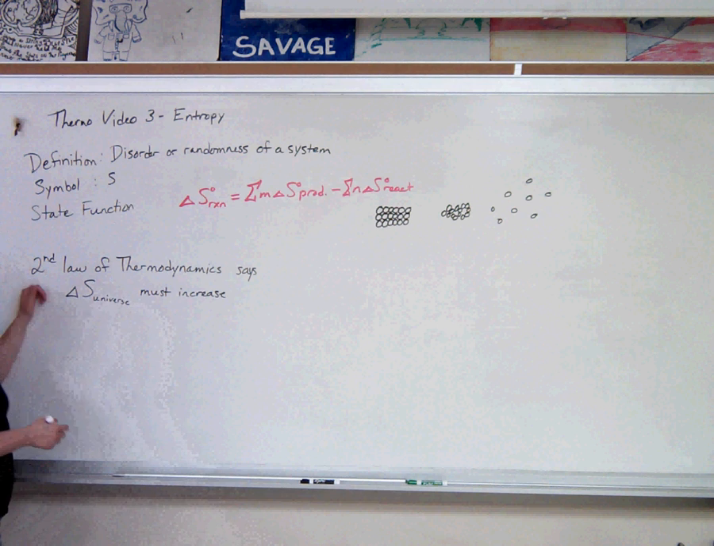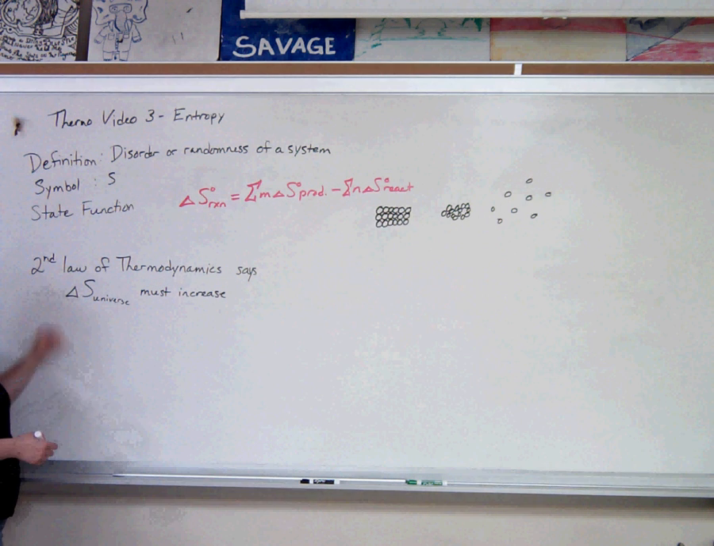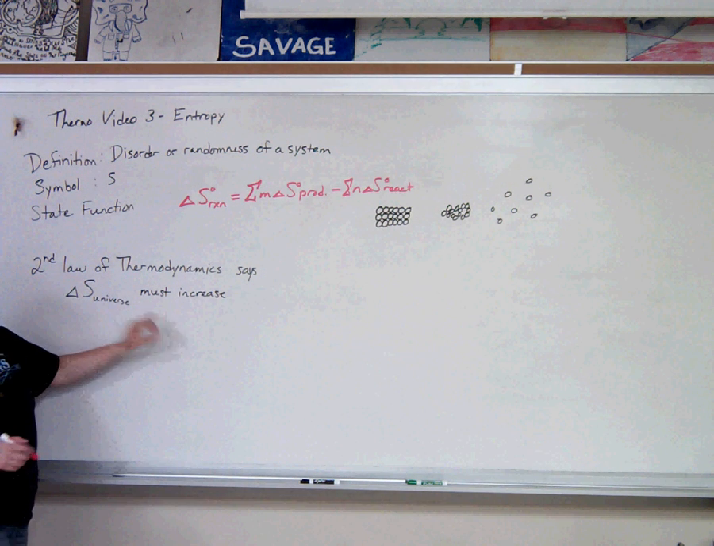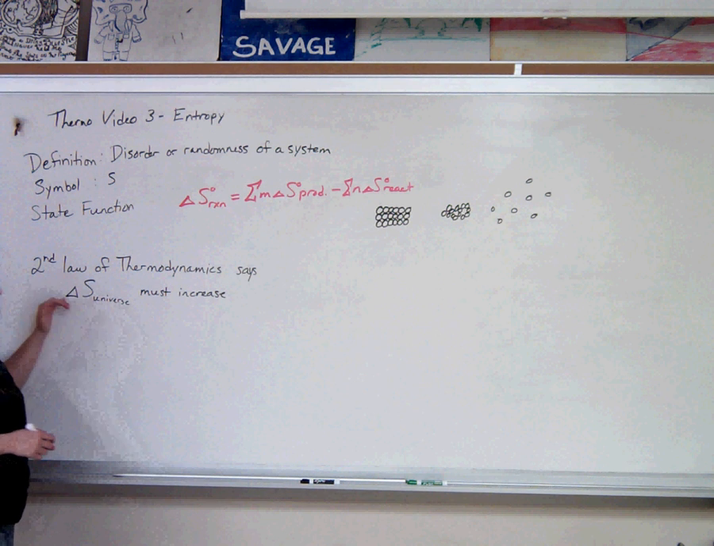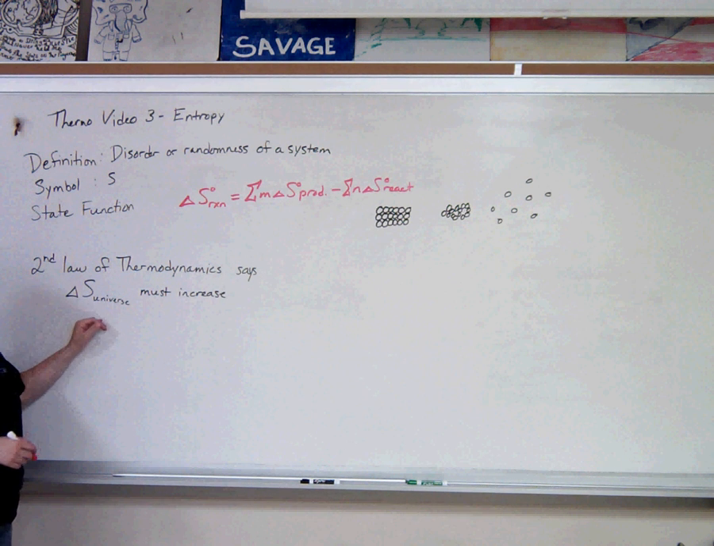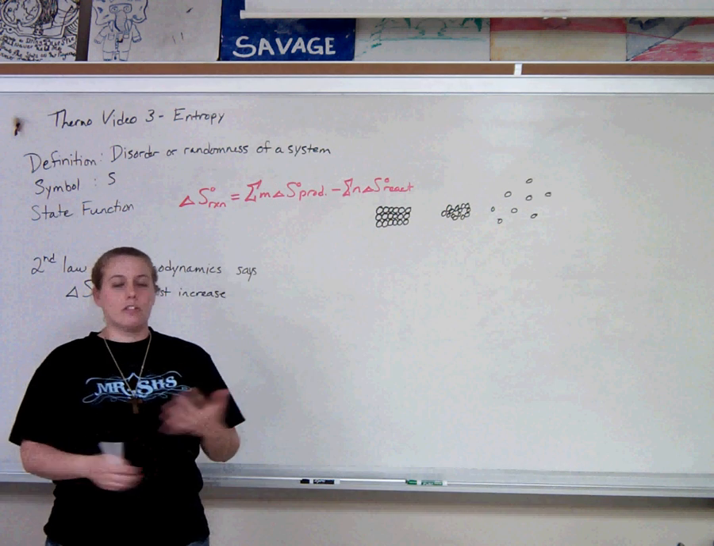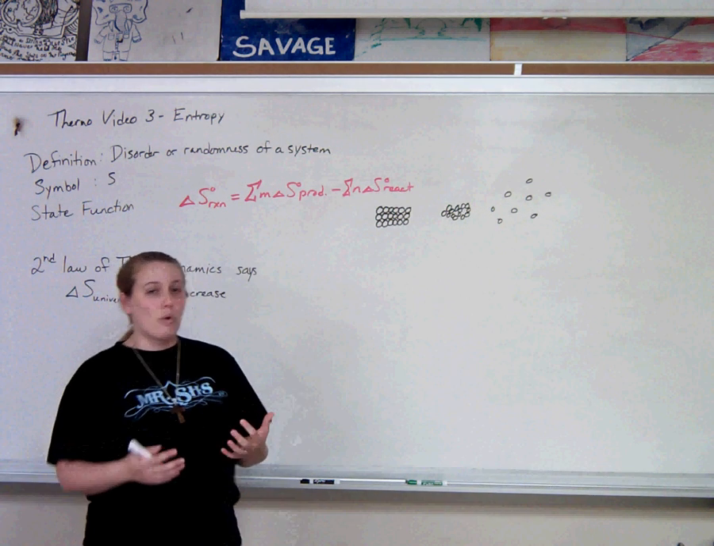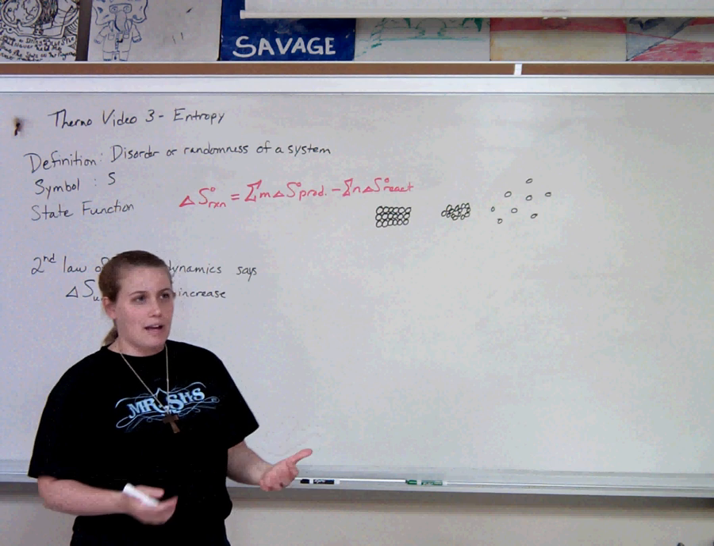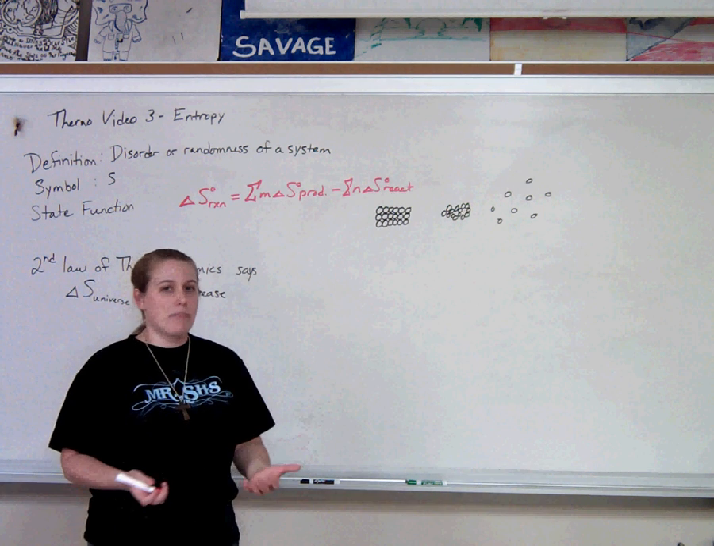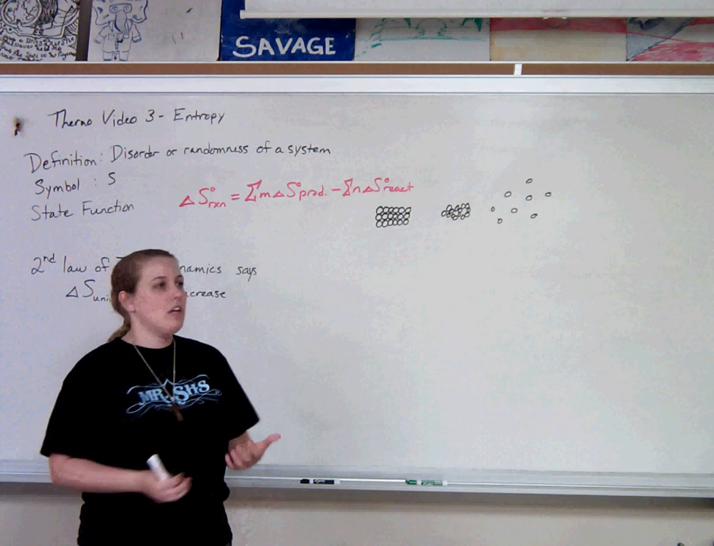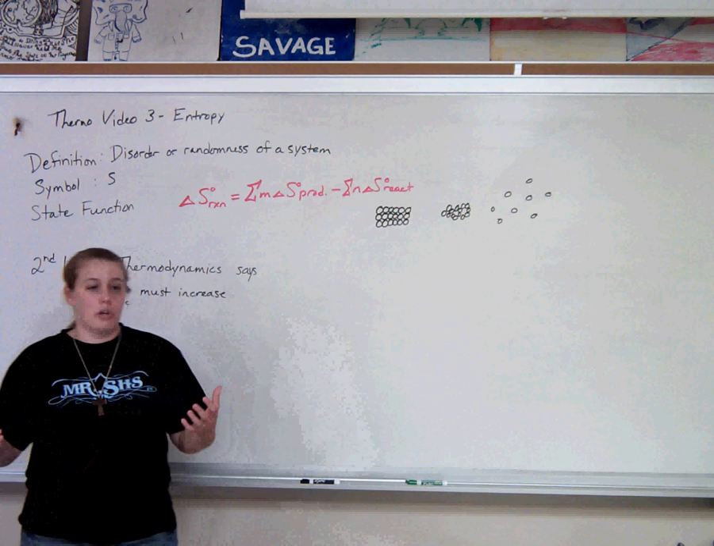The second law of thermodynamics tells us that no matter what kind of reaction it is, the overall entropy of the universe has to increase. Therefore, the universe is constantly becoming more disorderly, more chaotic. There is no way to stop this. There's no way to reverse this. You cannot make the universe more orderly.